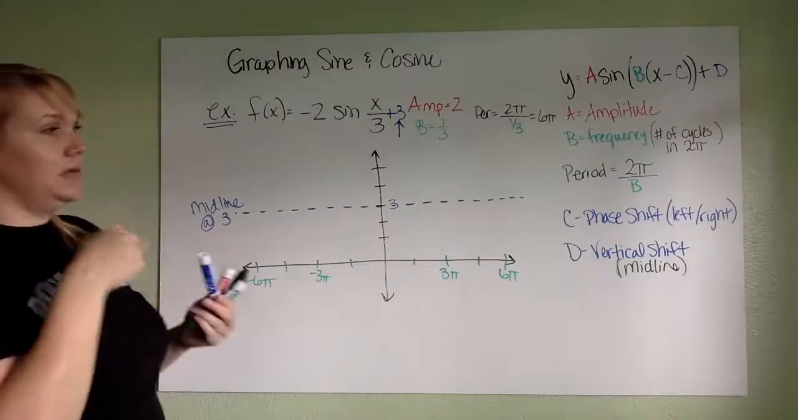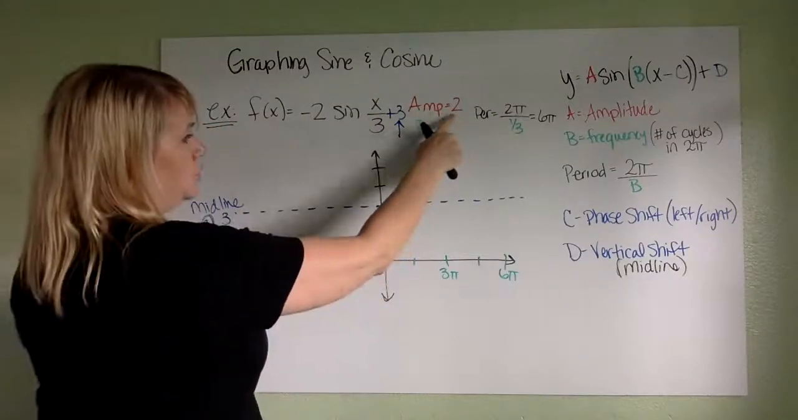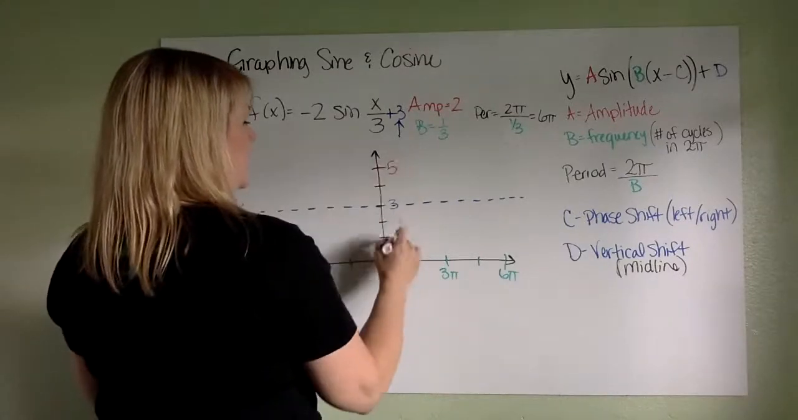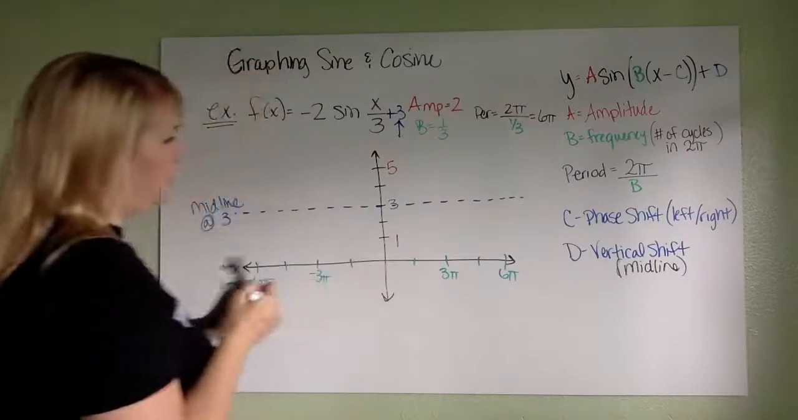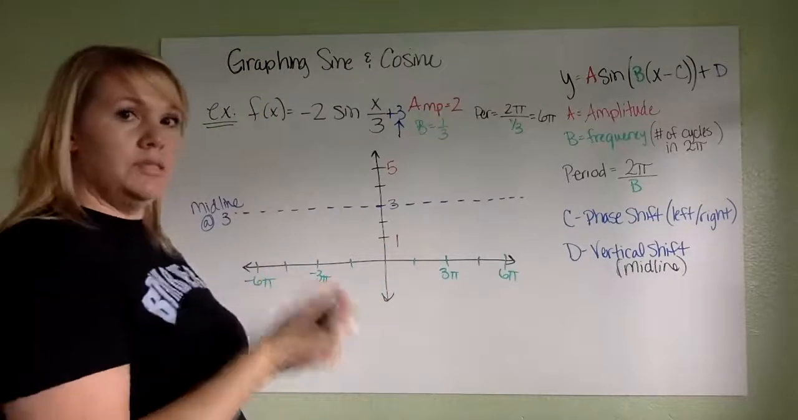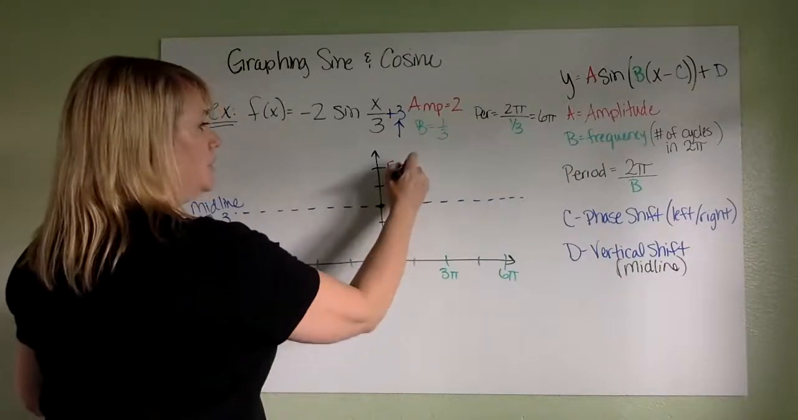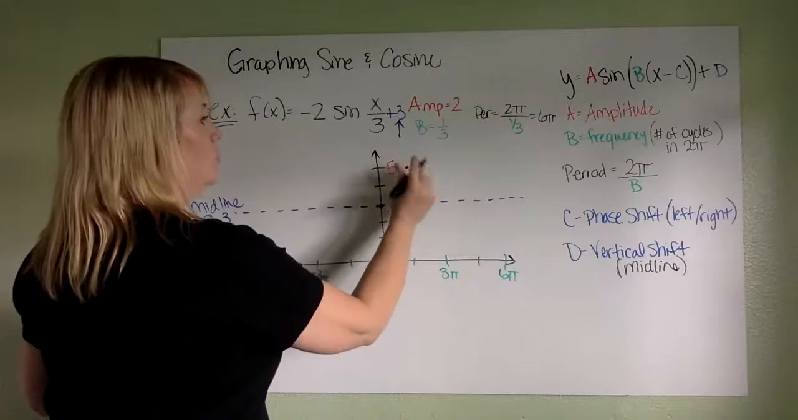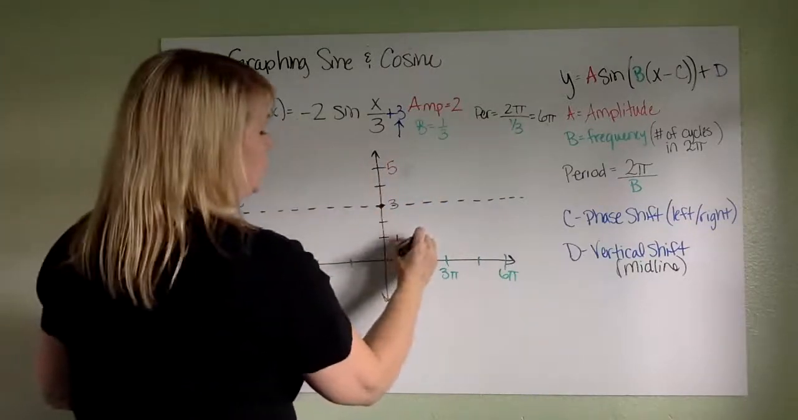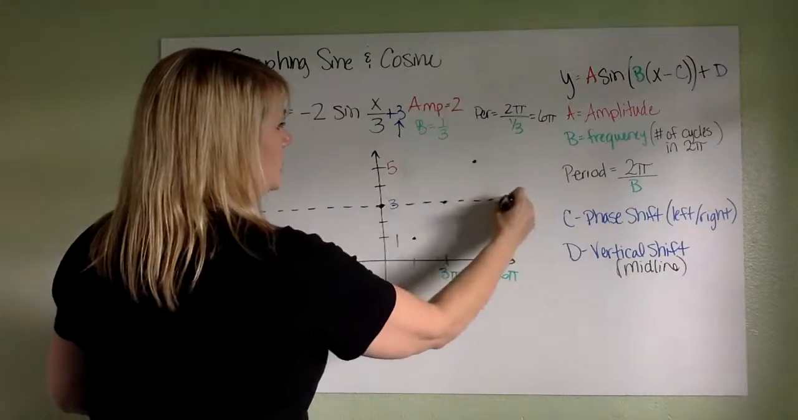Now that is going to act like our x-axis. So we have an amplitude of 2 still. So we're going to go up 2 and down 2 from that midline. And our sine function starts on the line. So this is where the sine function would start on the midline. That first mark is a maximum, so up to 5. Ooh, sorry. We still have the negative, so it's a minimum. So down to 1, back to the midline, up 2, back to the midline.